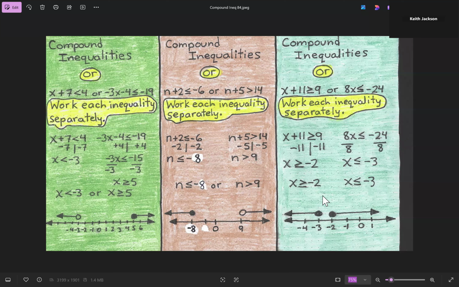Okay, you have been given a lot of information. I wouldn't blame you if you need to pause the video to take a look at each one of these compound inequalities, or replay this video as many times as you need to gain a deeper understanding of this concept.